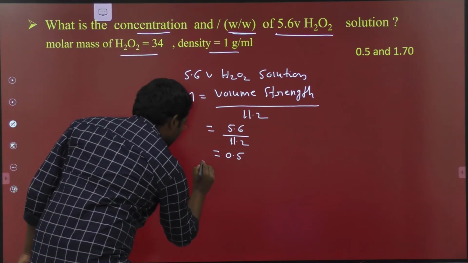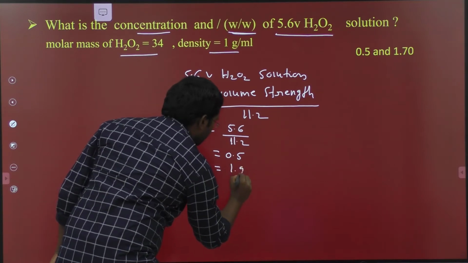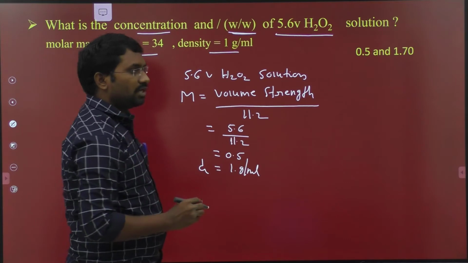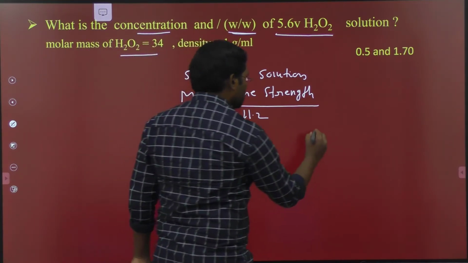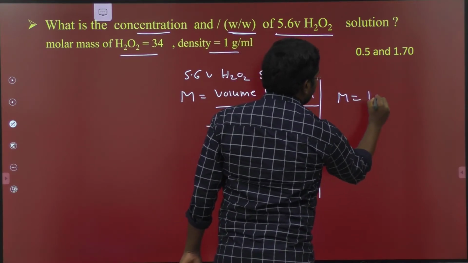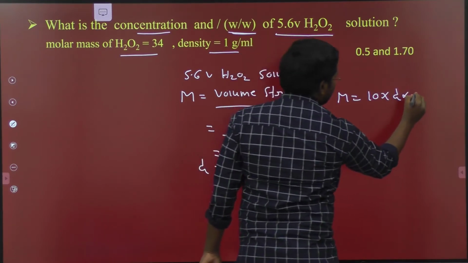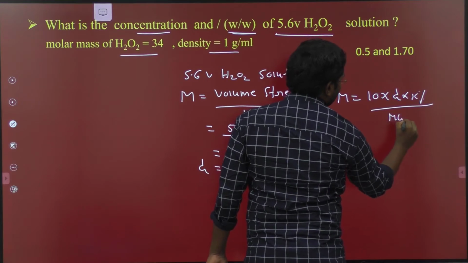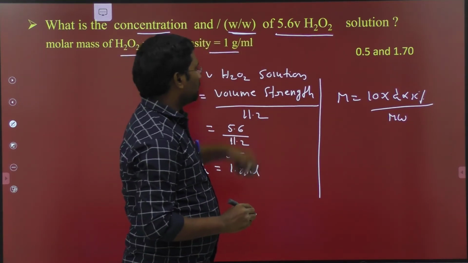The density of the solution is given, D is equal to 1 gram per milliliter. Therefore, since the density of the solution is given, there is a formula for the calculation of the molarity. So what is that formula? Molarity M is equal to 10 dx by molecular weight. Here x percentage means the percentage of the mass.